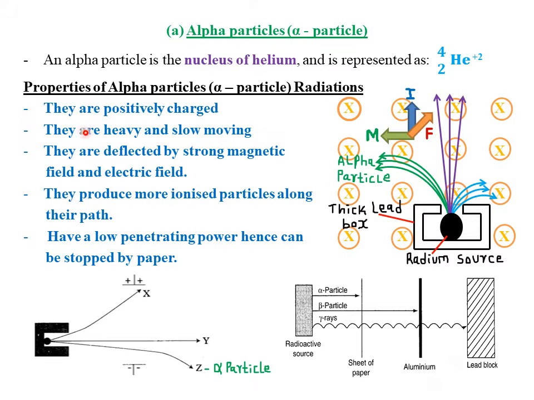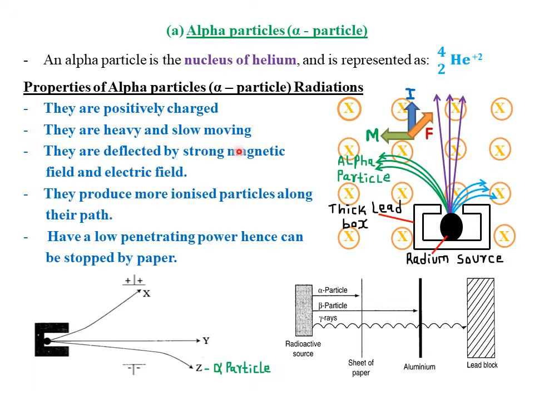Then the second property of alpha particles is that they are heavy and slow moving. So they are usually more dense as compared to other types of radiations. Then the third property of alpha particles is that they are deflected by strong magnetic fields, and of course also deflected by strong electric fields. So due to the fact that they are charged, they will always be deflected by both magnetic and electric fields.